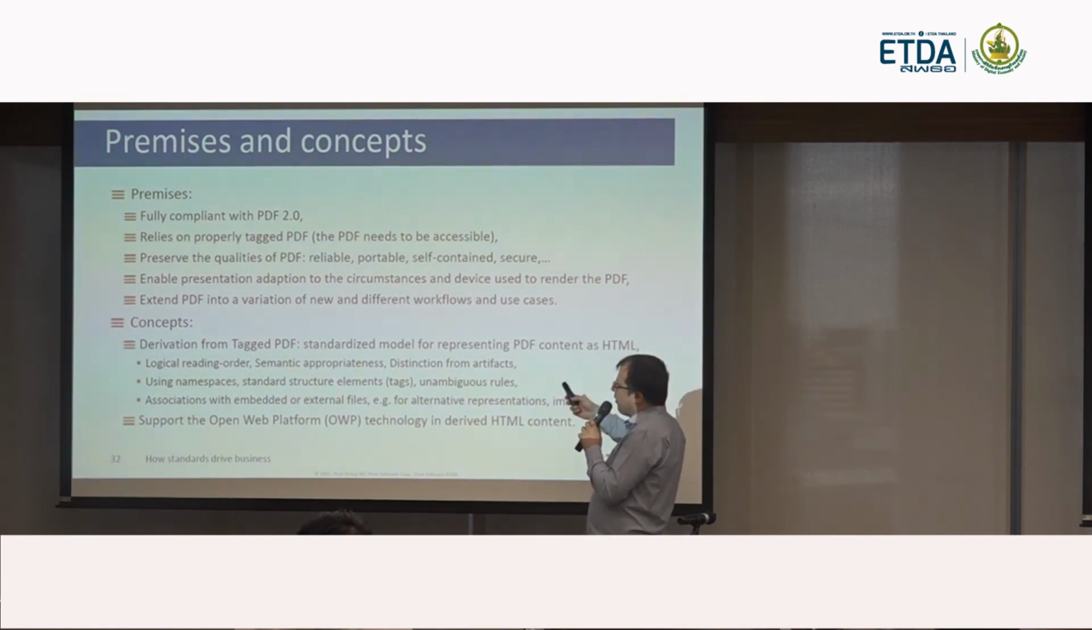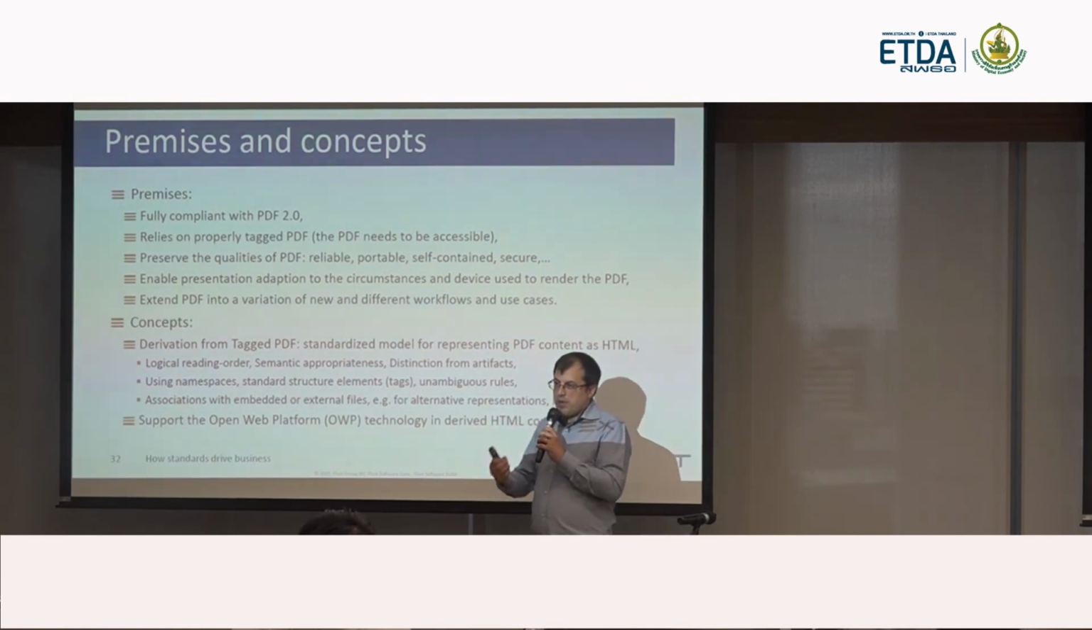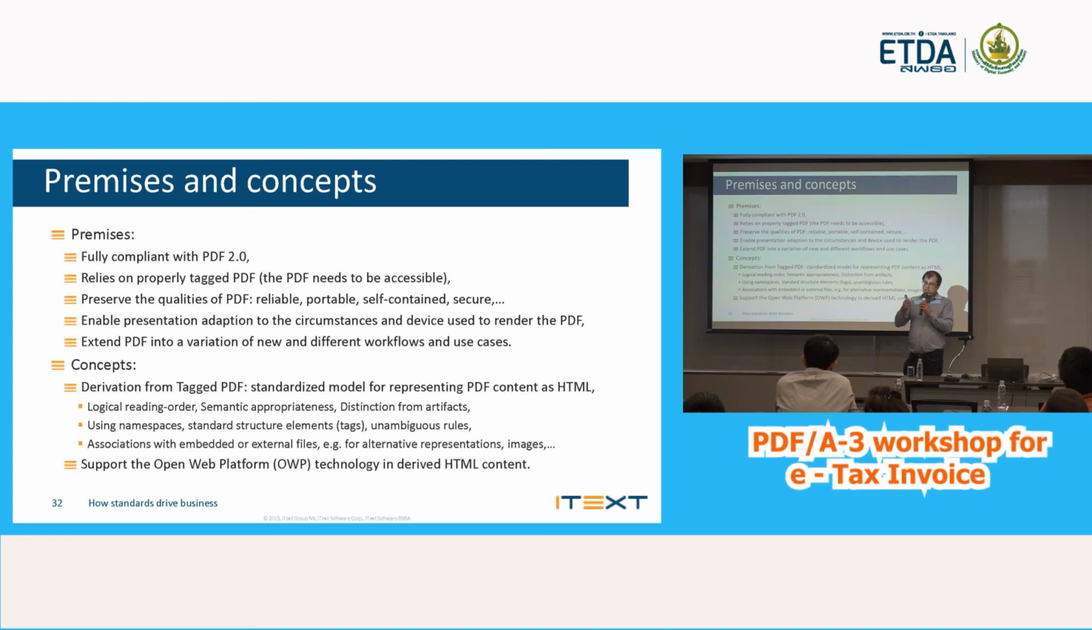And so what are we going to do? If a PDF is properly tagged, if we have all the information about the structure, it should be possible to derive HTML from the tagged PDF. And so we're working on a set of rules. Given a PDF, you can always convert it to HTML5 with JavaScript, CSS, and so on. And so what is needed? Well, we need to define the logical reading order.